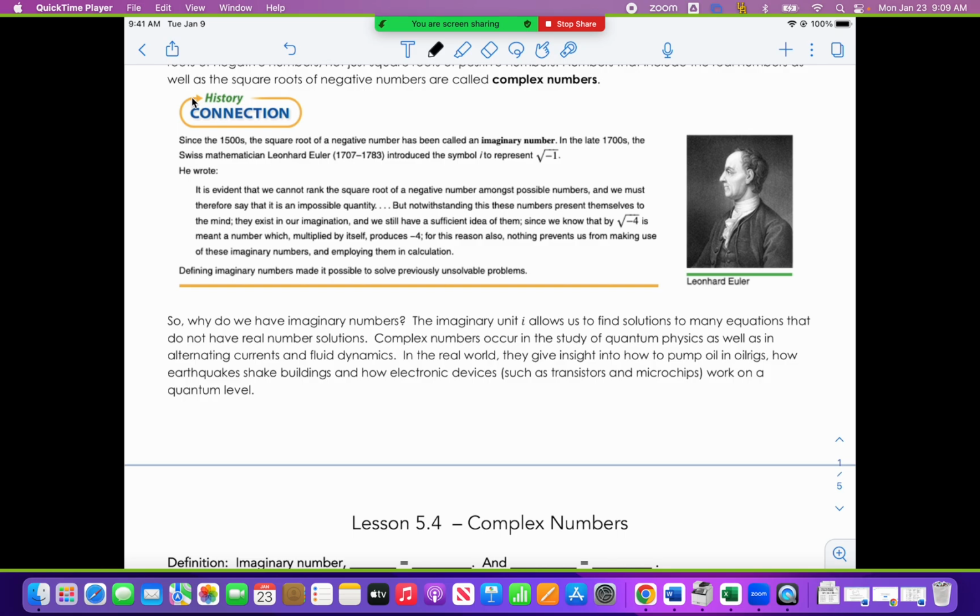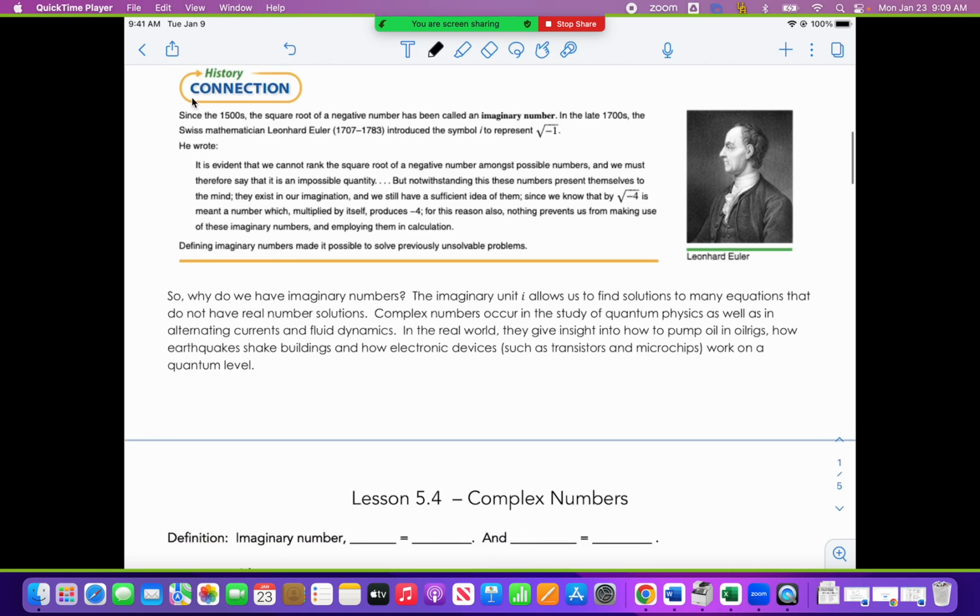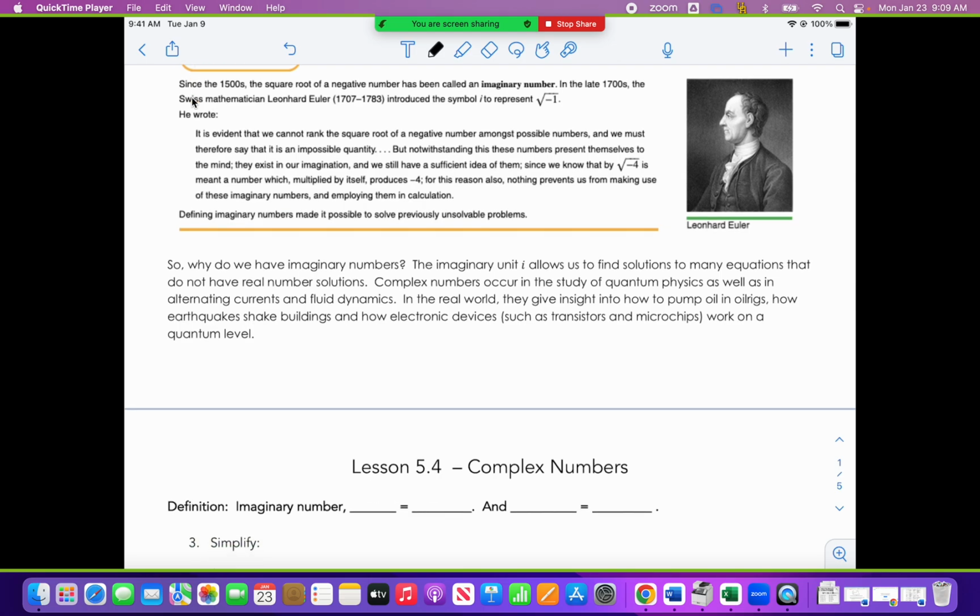But notwithstanding this, these numbers present themselves to the mind. They exist in our imagination, and we still have a sufficient idea of them, since we know that by the square root of -4 is meant a number which, multiplied by itself, produces -4. For this reason also, nothing prevents us from making use of these imaginary numbers and employing them in calculation. Defining imaginary numbers made it possible to solve previously unsolvable problems."